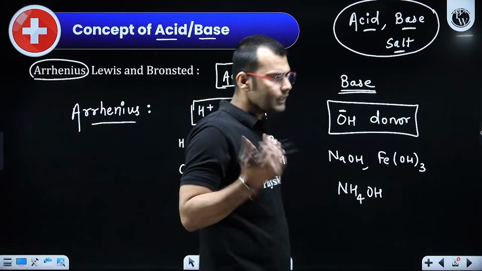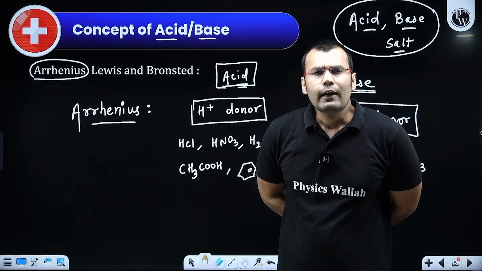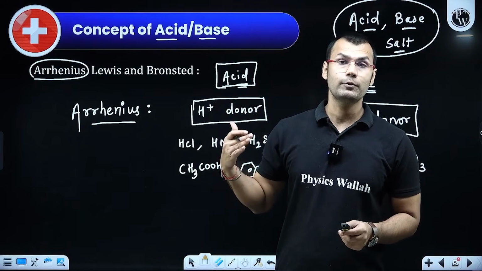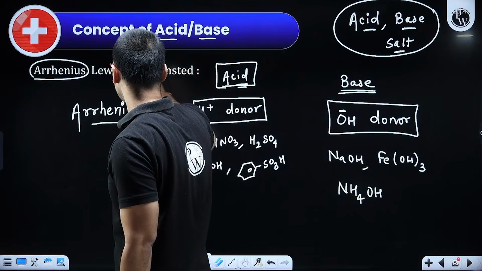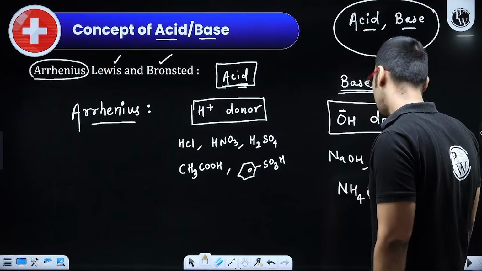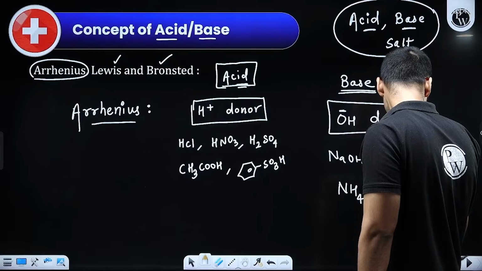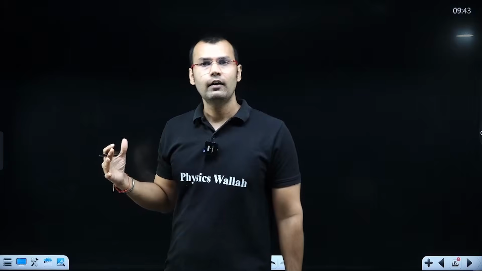But very soon we realized that according to Arrhenius, we cannot classify all the compounds as acid and base. So we need a few more concepts of acid and base. That's why after Arrhenius, we have the concept of Lewis and the concept of Bronsted. One by one, let us see these two also. What is the Lewis concept? What is the Bronsted concept? But the Bronsted concept is much more important for you in this chapter. So out of Arrhenius, Lewis and Bronsted, please focus more on the Bronsted concept.